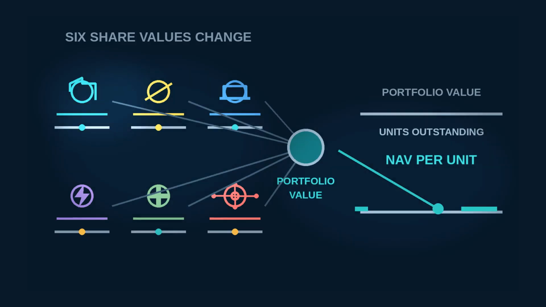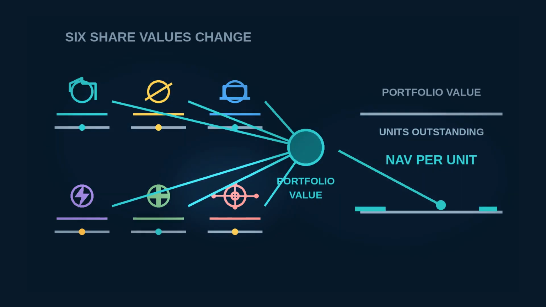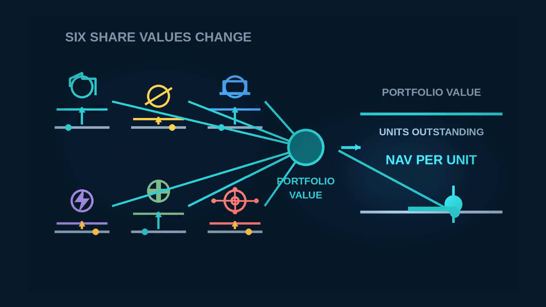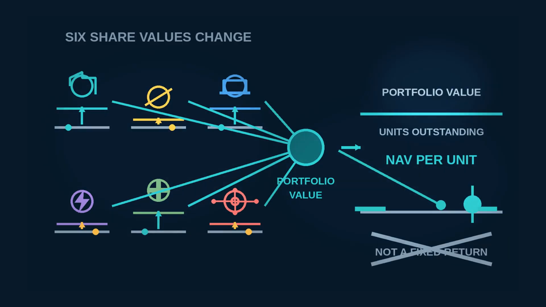Those units connect your investment to the portfolio through net asset value, or NAV. When the values of the underlying company shares change, the value of the fund's portfolio changes. That feeds into NAV, so the value and return of your units can move as well. NAV is the per-unit link to the underlying portfolio. It is not a fixed return and not a guarantee that the next move will be up.